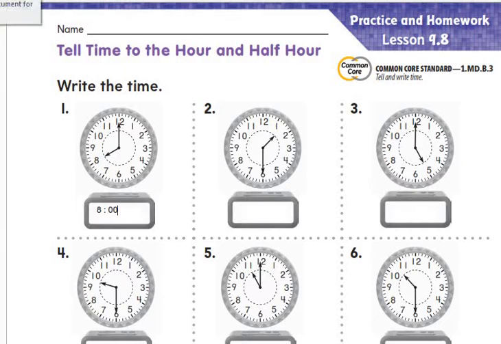Question number 2. The short hand points between two numbers, 1 and 2, and it passes number 1 and it didn't pass number 2, so yes, it's 1:30. Okay, let's have a look at the minute hand. It points at number 6. So what's the time? It is 1:30. 1 in the hour and 30 in the minutes.